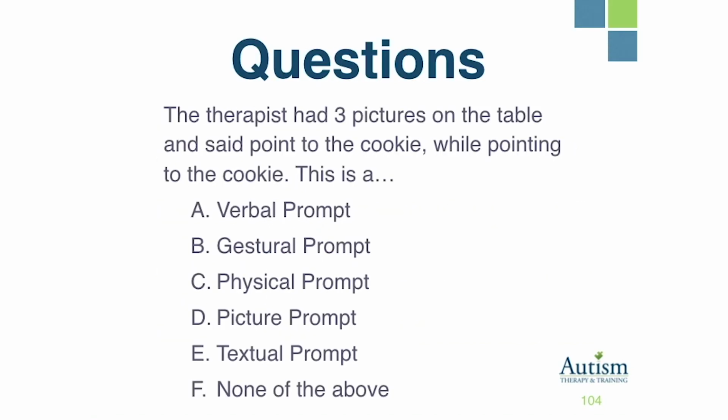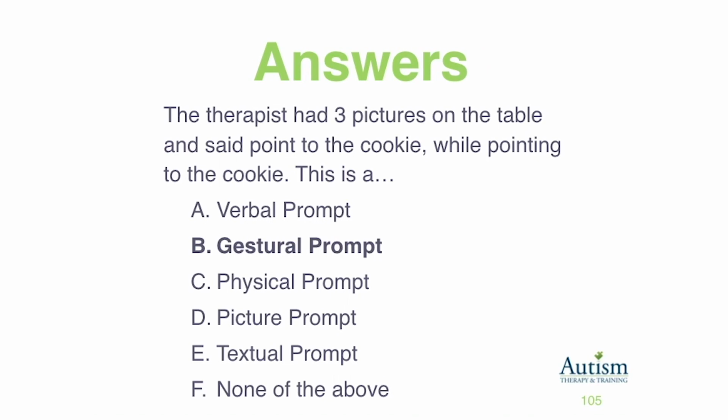The therapist had 3 pictures on the table and said, "Point to the cookie," while pointing to the cookie. This is: A. Verbal prompt. B. Gestural prompt. C. Physical prompt. D. Picture prompt. E. Textual prompt. F. None of the above. And the correct response is B. Gestural prompt.